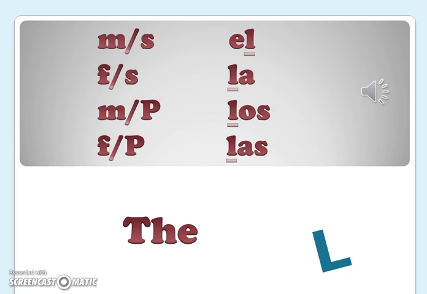Now the connection here is of course the letter L. They either sound like L, as in masculine singular the, el, or they all start with the letter L. So if you can remember the L connection for the, you'll remember these particular words. The other thing that you can do is remember the masculine-feminine rules. El ends in a consonant. That makes it masculine singular. La ends in an A. That makes it feminine singular. Los ends in an OS, makes it masculine plural. And las ends in an AS, makes it feminine plural.